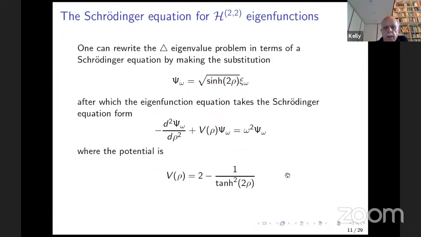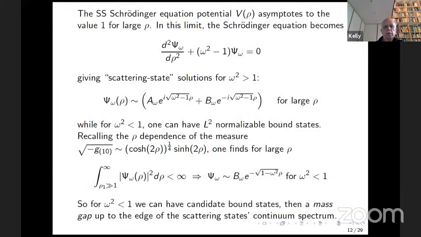Now, that's an interesting potential because it happens to have a number of important properties. Let's first of all look at the asymptotes. It asymptotes to the value 1 for large rho, at which point the Schrodinger equation just becomes as given here, which is a nice linear equation, and it has scattering state solutions as given here with the square root of omega squared minus 1 in the exponent. So for omega squared greater than 1, these are standard scattering states. For omega squared less than 1, it's possible to have bound states.